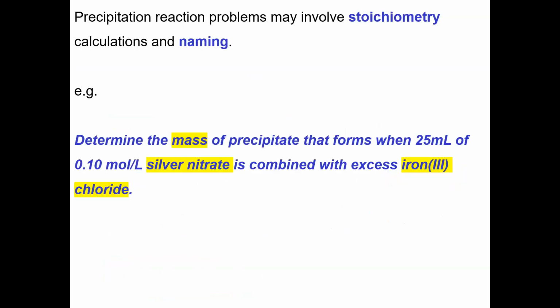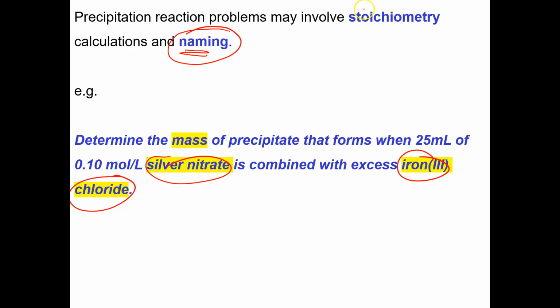Something that you probably recognize in that problem is we combined the precipitation reaction with naming. You had to know how to turn the names silver nitrate and iron 3 chloride into formulas. And that's not uncommon at the general chemistry level. It makes the question a lot more challenging. It does happen at the general chemistry level.